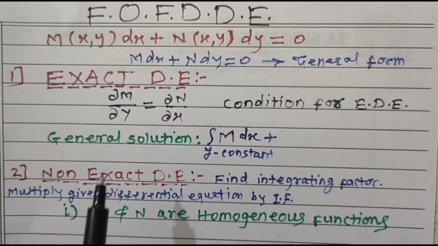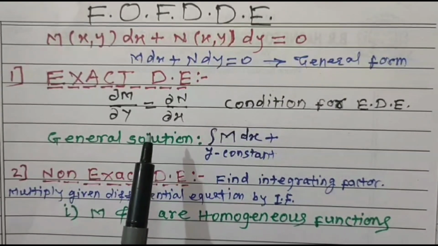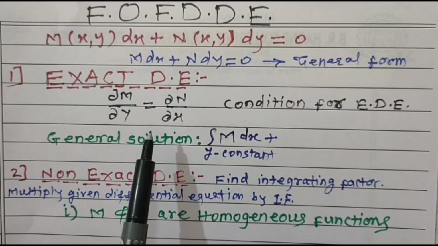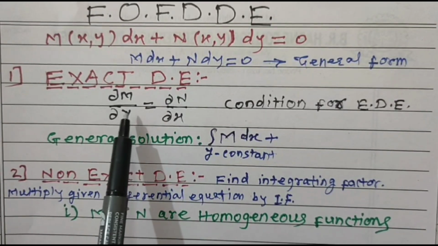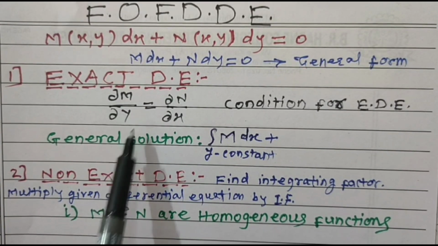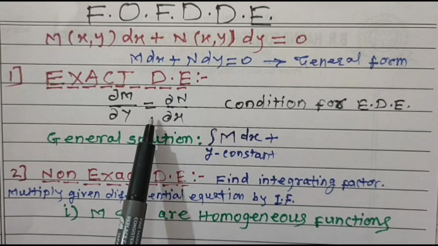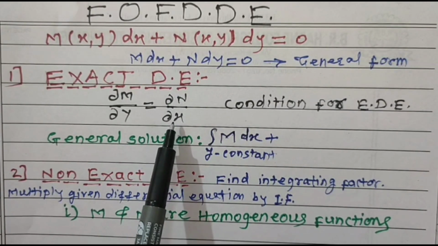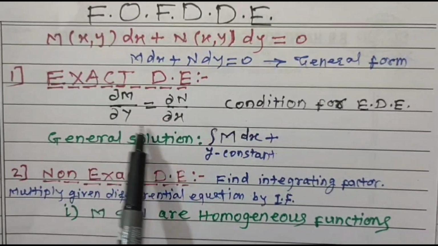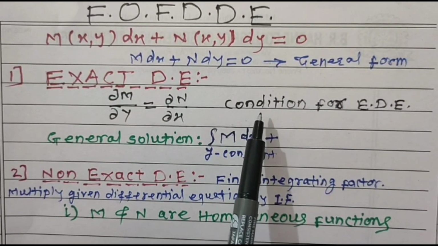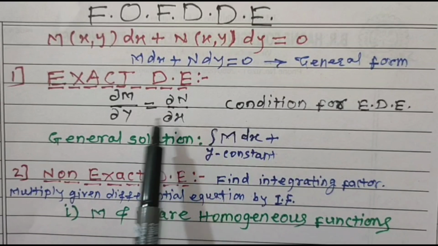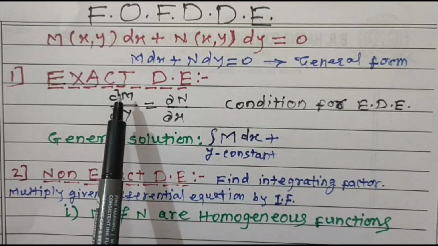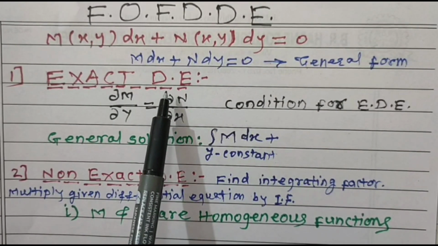Now here, exact differential equation. A given differential equation is said to be an exact differential equation if it satisfies this condition: partial derivative of M with respect to y is equal to partial derivative of N with respect to x. This condition is known as the condition of exactness. If this condition is satisfied by the given differential equation, then that differential equation is said to be exact.